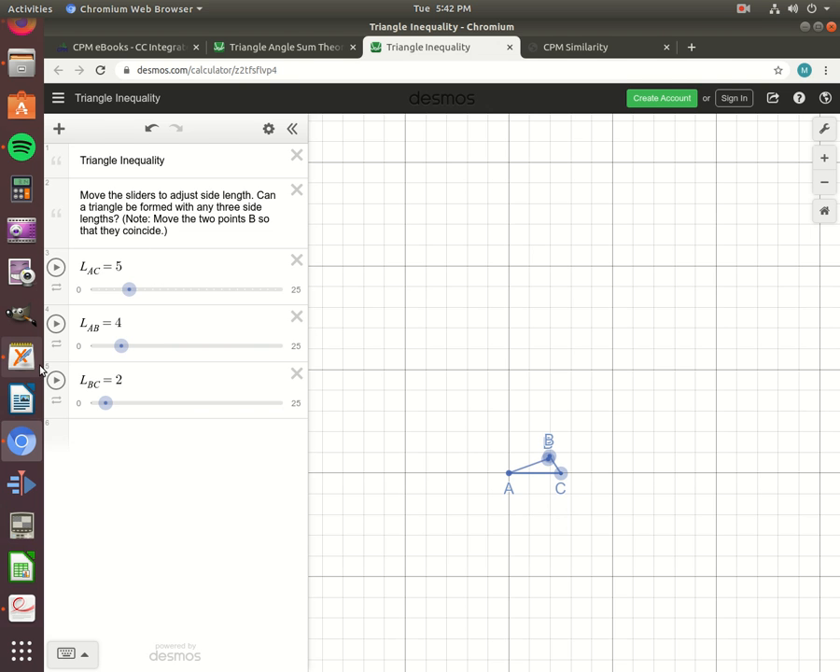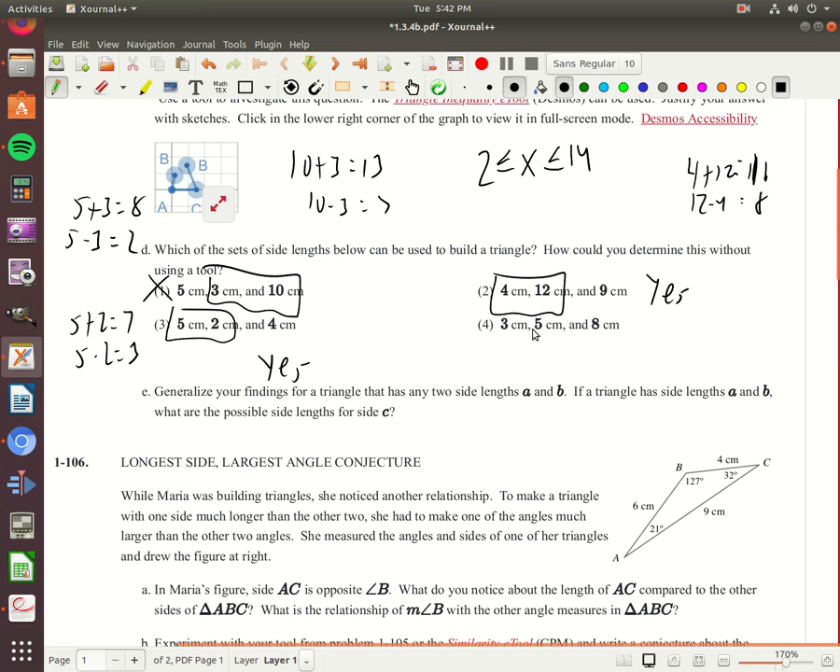It does close. And finally, a 3, 5, 8. Well, 3 plus 5 is 8, and 5 minus 3 is 2. Does 8 fall between 2 and 8? No, it doesn't. 8 is not less than 8. Remember, it's got to be between these, not equal to. So I'm going to say no, this one won't close.